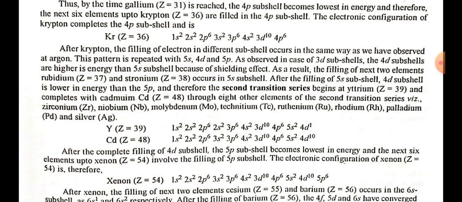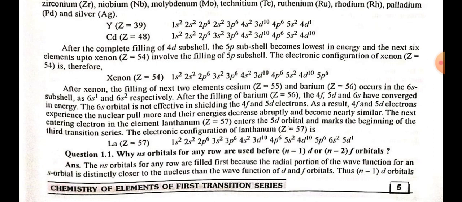After the complete filling of 4d, the 5p subshell becomes lowest in energy, and the next 6 elements up to xenon involve the filling of the 5p subshell. The electronic configuration of xenon is therefore 1s2 2s2 2p6 3s2 3p6 4s2 3d10 4p6 5s2 4d10 5p6.